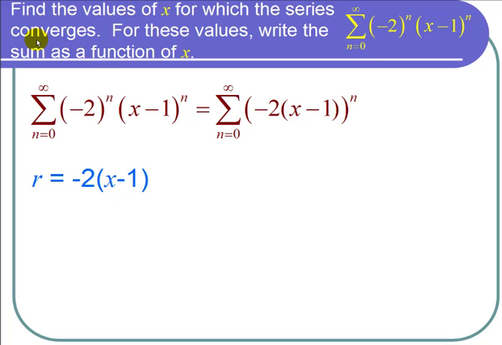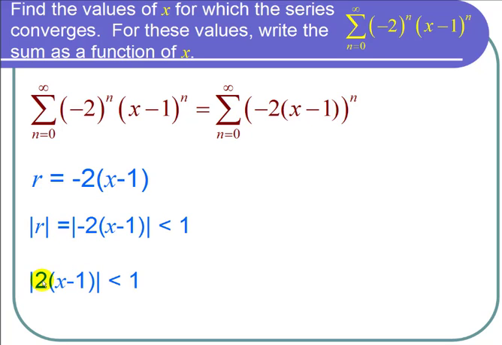We want to find out when the series converges. And we know that a geometric series converges whenever the absolute value of r is less than 1. So we set the absolute value of r, which is the absolute value of -2 times (x - 1), to be less than 1. Notice that the absolute value destroys the negative in the -2, but not the x - 1, only as a factor, not as a term. And we can write that the absolute value of 2 times (x - 1) is less than 1.